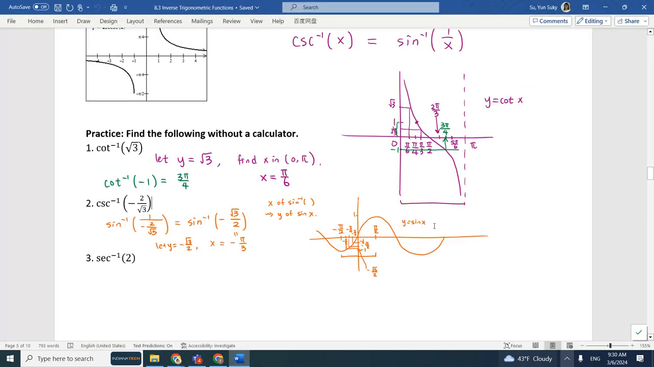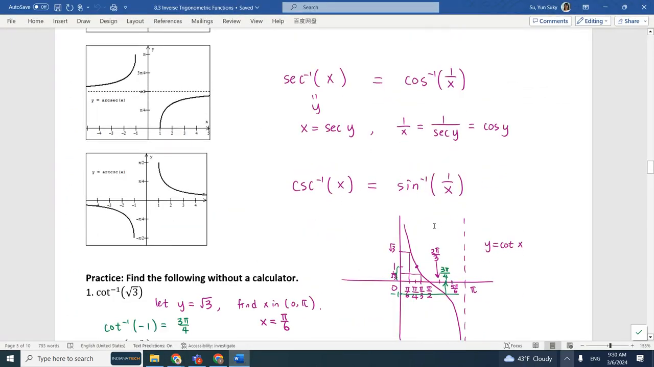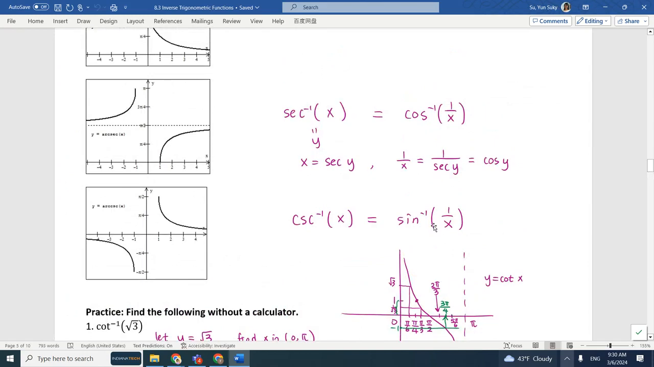Yes. So this is the basic of our chapter 8. Okay. So now let's continue. Right. So be familiar with all the trig graphs. And last time we talked about the inverse trig graphs.